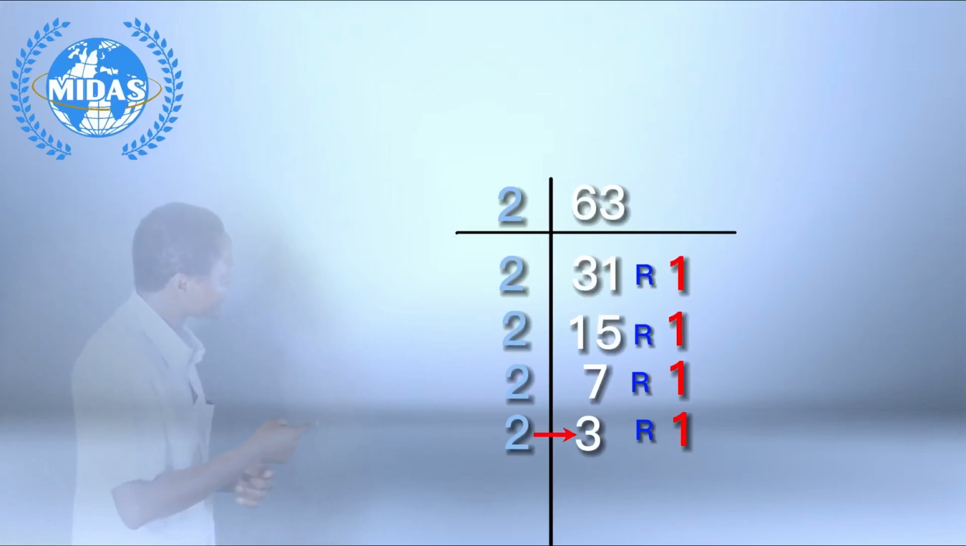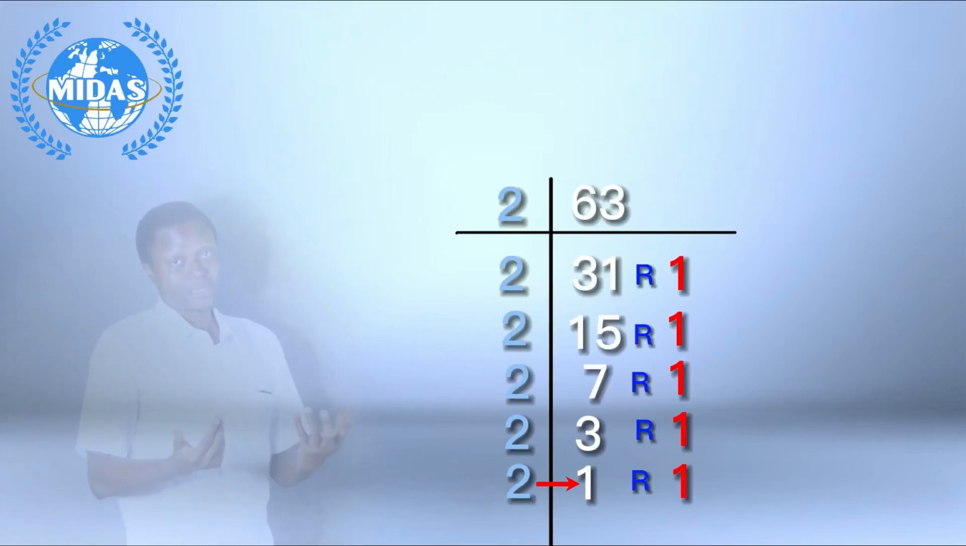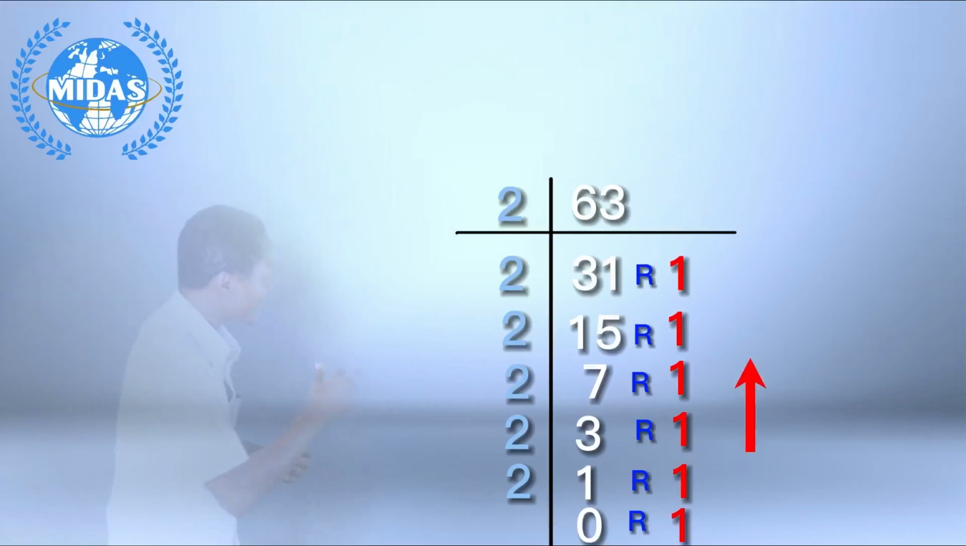2 into 3 will give us 1. 2 can go into 3 1 time, remainder 1. We have remainder 1. 2 into 1, it can't go, so we put 0, remainder 1. So what would now be our answer? 1, 1, 1, 1, 1, 1, base 2. As you can see, we got the same answer, just like when we did the direct multiplication.